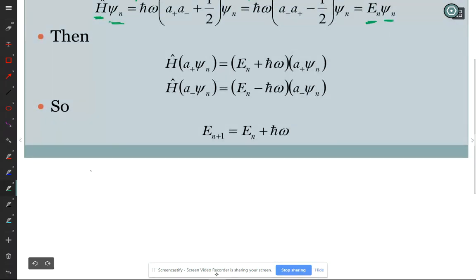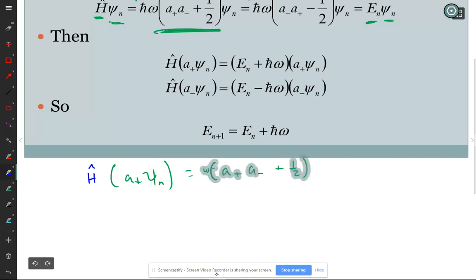So the H operator acting on a dagger psi sub n is equal to, and I'm writing out the H operator in the first form shown here. So that's going to be a plus a minus plus 1/2. Oh, I forgot the h bar omega. So there's my H operator, I'm going to rewrite it because that's sloppy and because I want it to be in a different color. So there's my H operator.